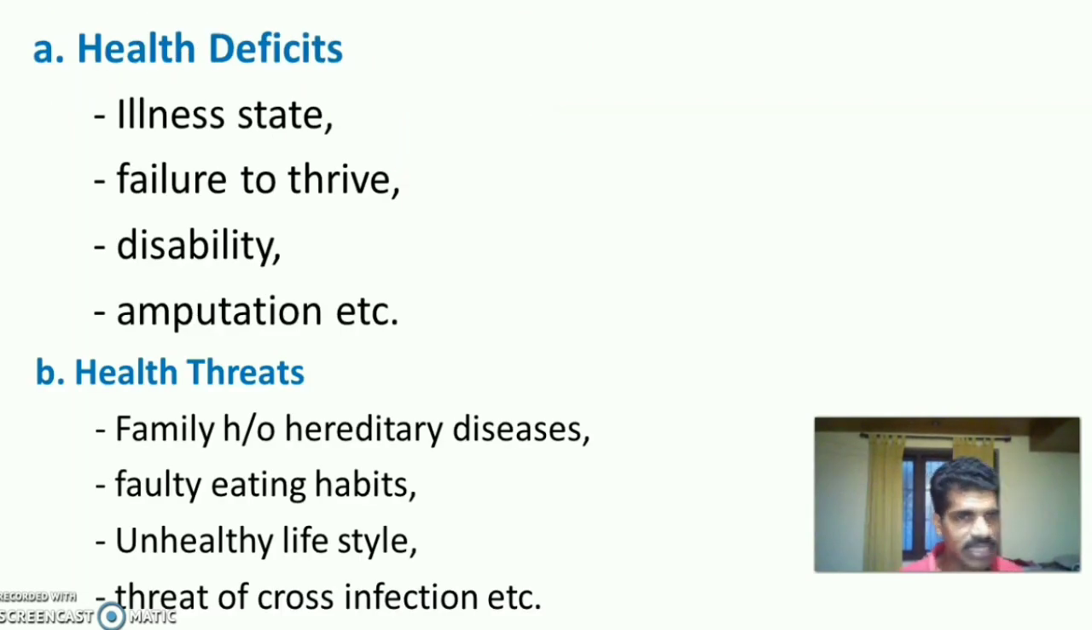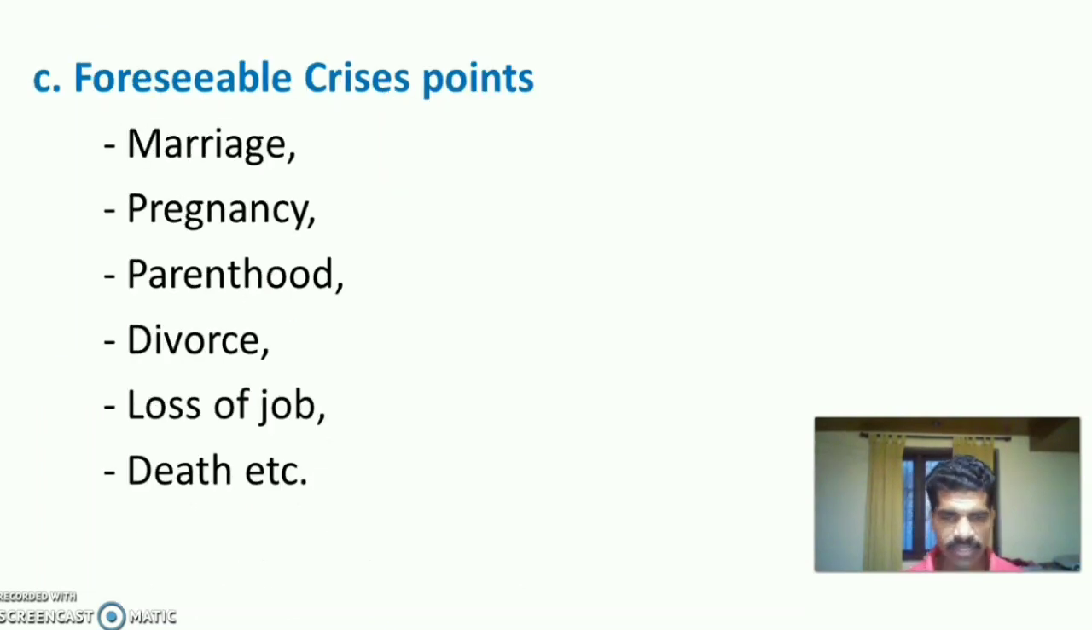Health deficits means illness state or failure to thrive, disability state or amputation, etc. Health threats includes family history of hereditary diseases, faulty eating habits, unhealthy lifestyle practices, and threat of cross-infection, etc. All come under health threats. The foreseeable crisis points include the different stages of life: marriage, pregnancy, parenthood, divorce, loss of job, death, etc.